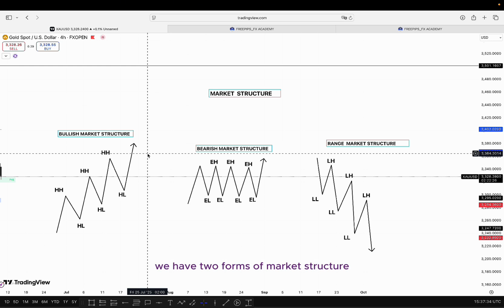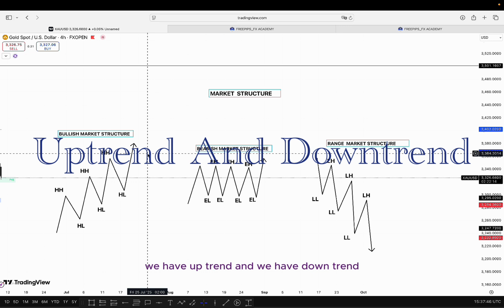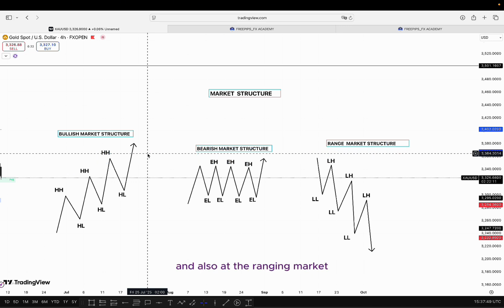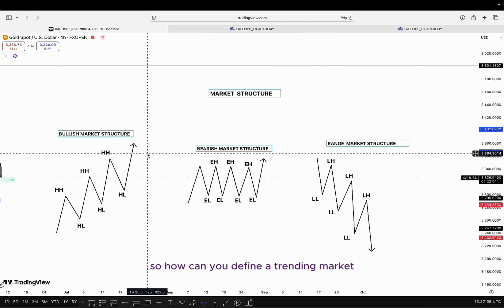We have two forms of market structure: trending market structure and ranging market structure. Under the trending market structure, we have uptrend and downtrend. And in the ranging market, we only have range. We don't have types. It's only range. So how can you define a trending market? A trending market is when the market is either creating a series of higher highs and higher lows, or a series of lower highs and lower lows. That is a trending market.